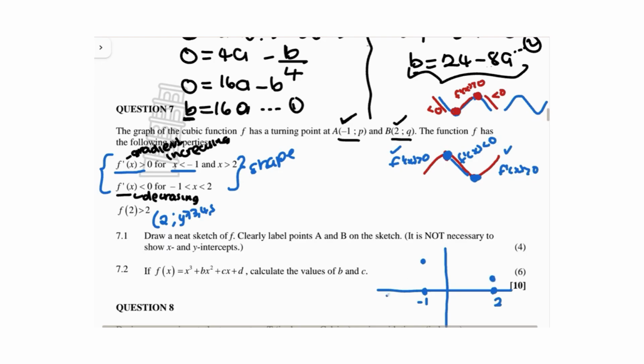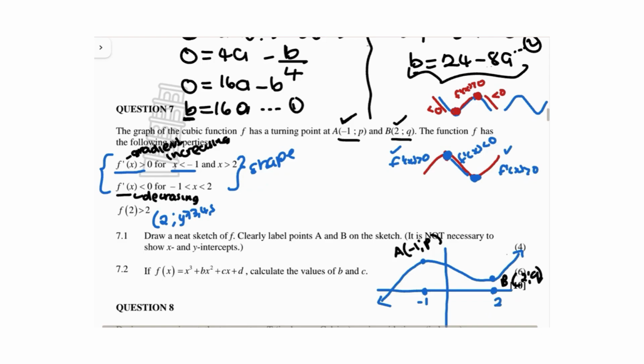So the graph is going to go something like this. It crosses there, then it crosses the second turning point, and then it goes like that. So that is our graph. We don't have to show any turning points. They said we must only show A and B. So that is going to be A, and it's -1 and P, and that is going to be B, and that's 2 and Q. Then we are done.